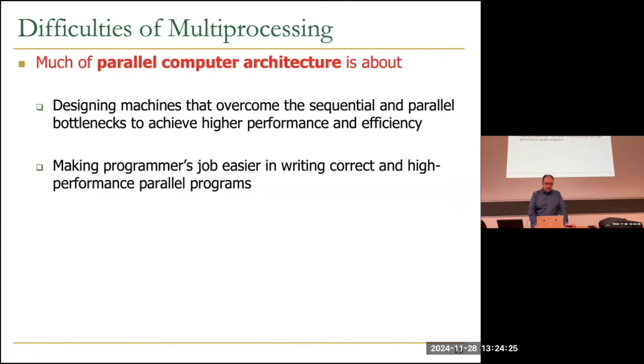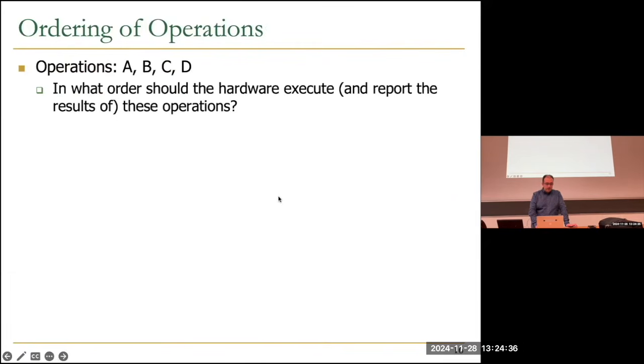So we discussed parallel computer architecture, that is, designing machines to overcome sequential and parallel bottlenecks, and also to make the programmer's job easier in order to write correct and high-performance code. So this is basically the problem statement for memory consistency.